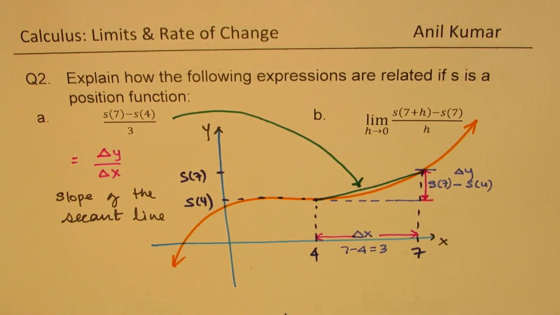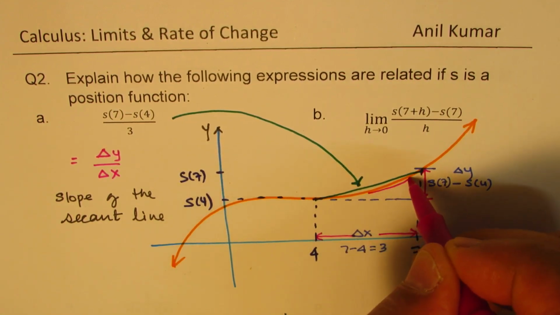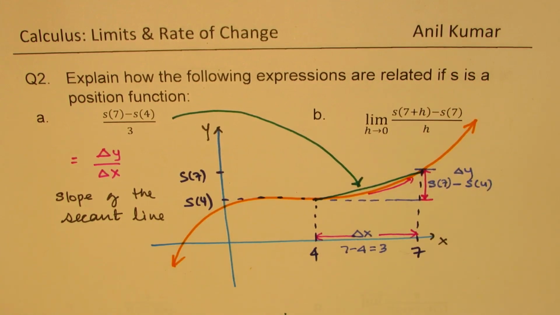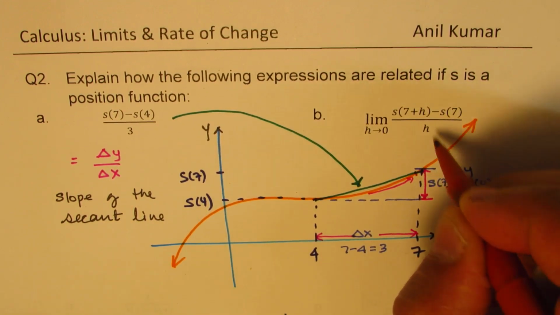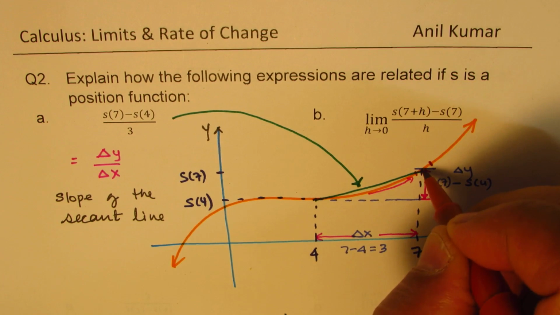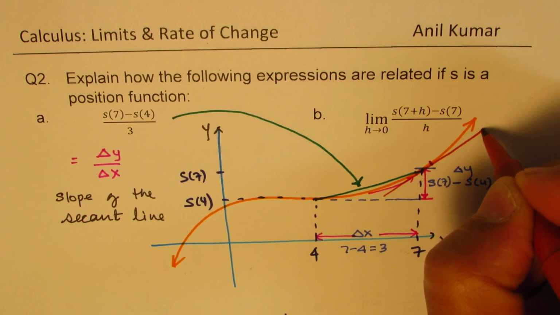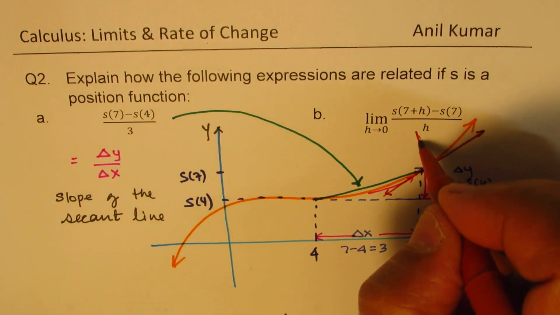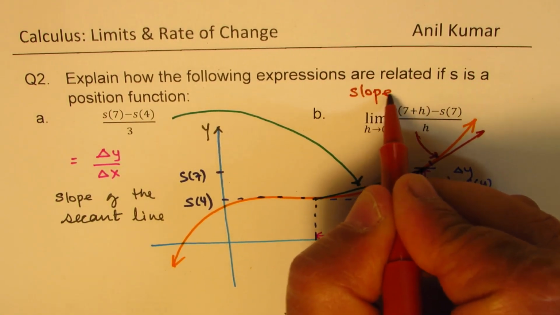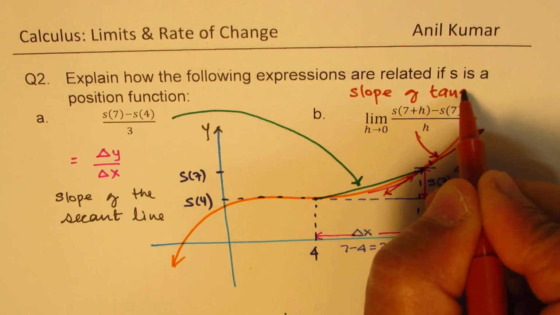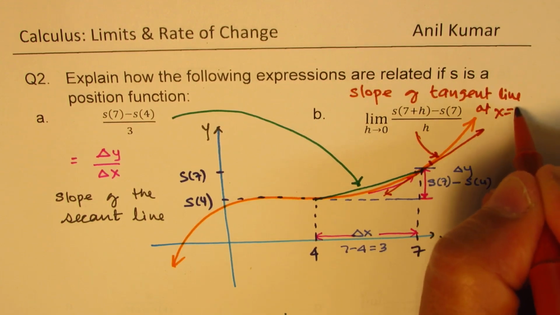Now, if I take a point which is very close to 7, so if I move this point very close to 7, then what we get here is another point which is, let's say, h away, right? So we are saying S plus h, it could be on the right side of this. Then that will represent the slope of a tangent at this point. So the expression here represents slope of a tangent line at x equals to 7. Do you see that?